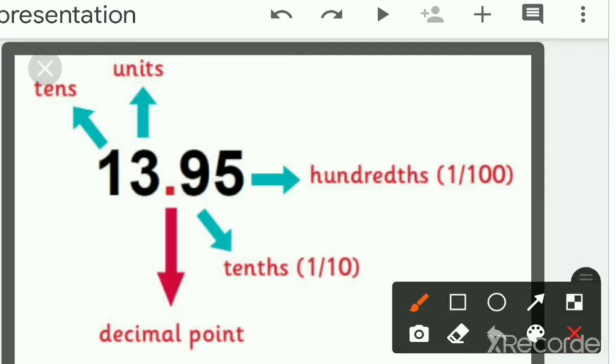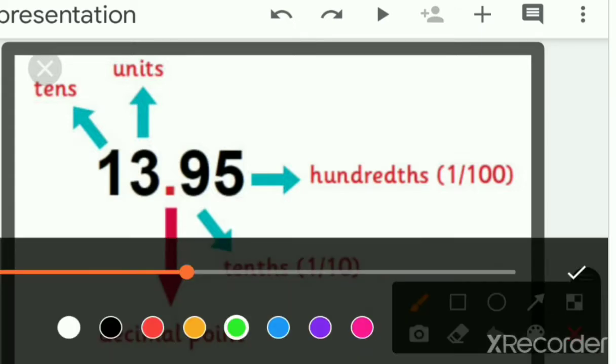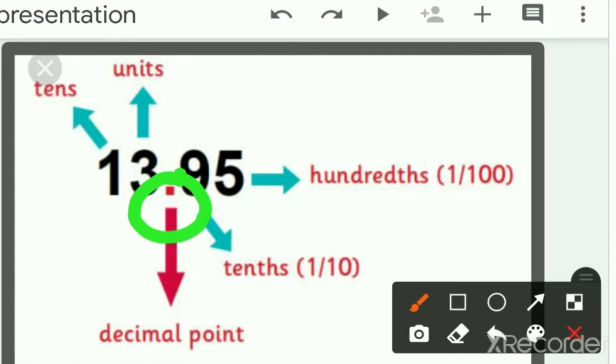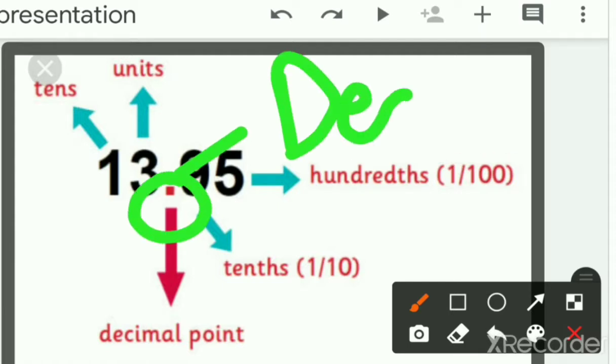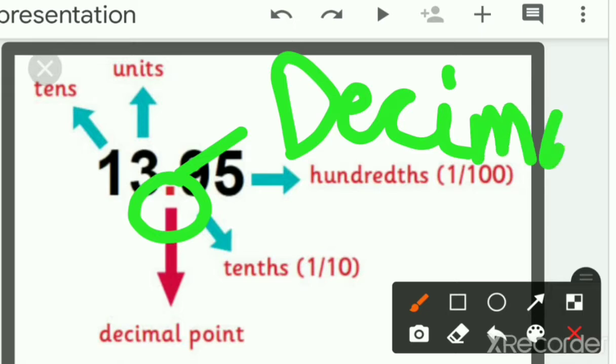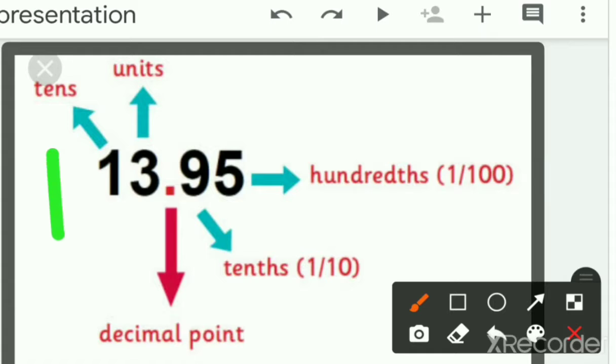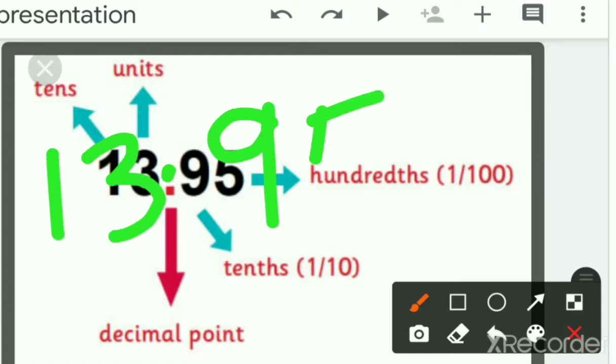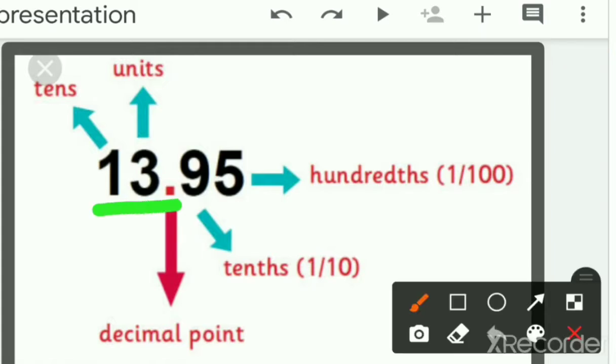Now we have how to represent the decimals. Which place is this for decimals? So here we have the point. This point, as you all know, is known as the decimal point. Okay, so we have here 13.95. It is already given to you in the question.